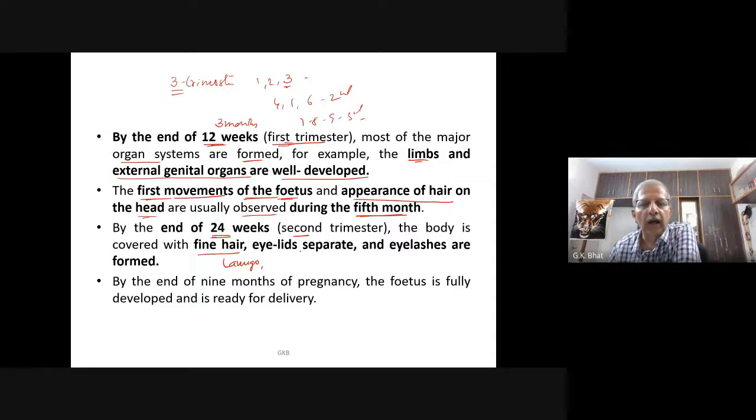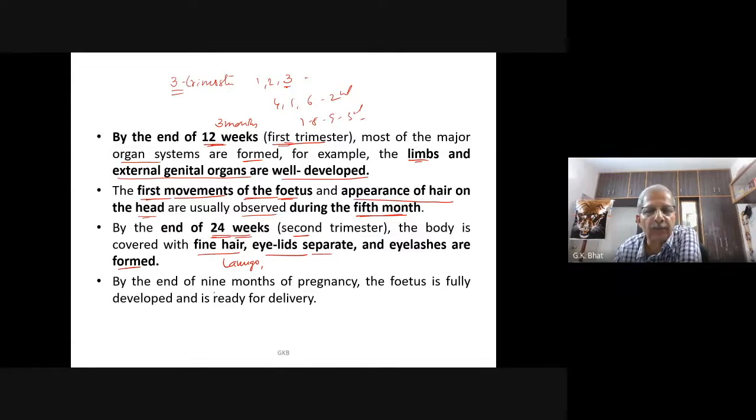Lanugo. Eyelids are separate. Until now, the fetus had closed eyelids. It never opened its eyelids. Now its eyelids are separate and open. Eyes open. And eyelashes are formed by the end of 24 weeks of pregnancy.